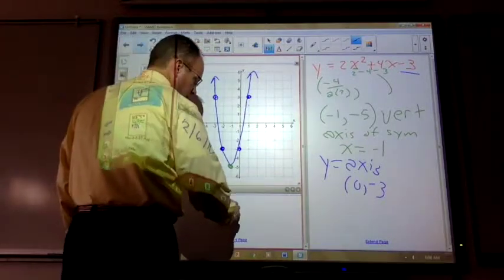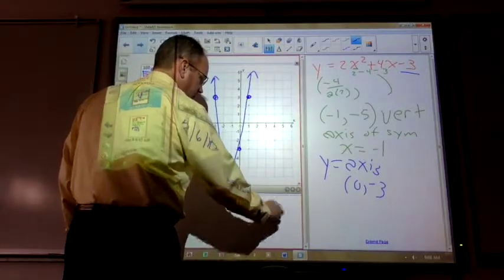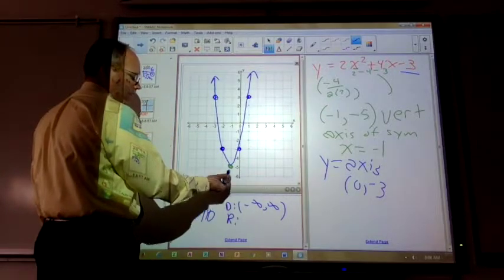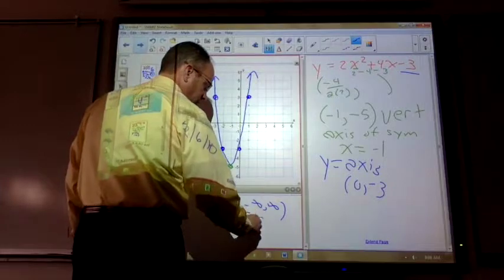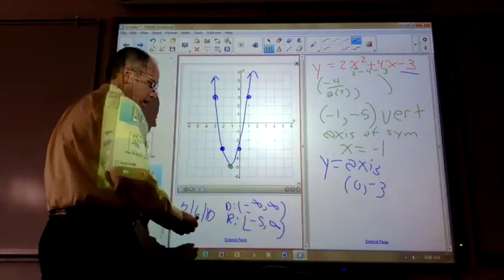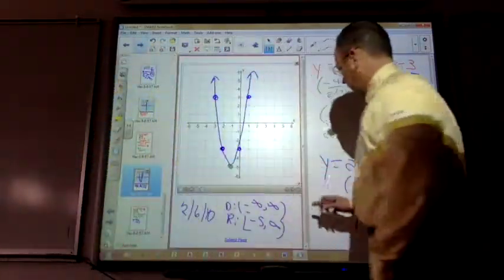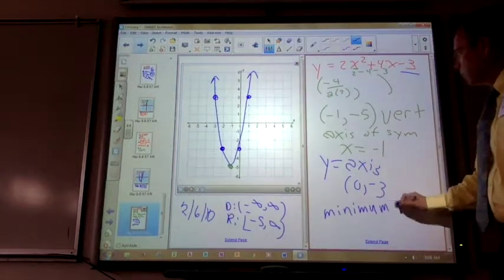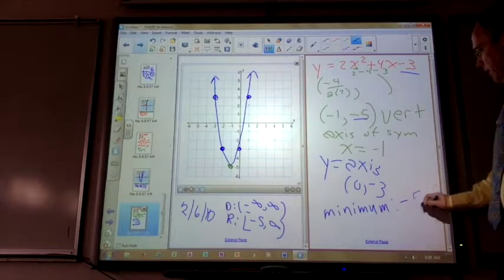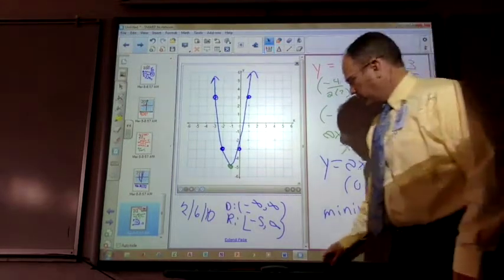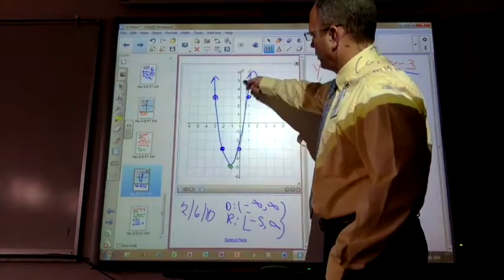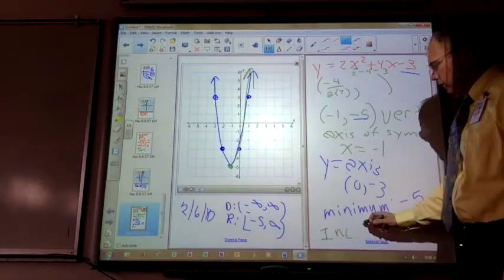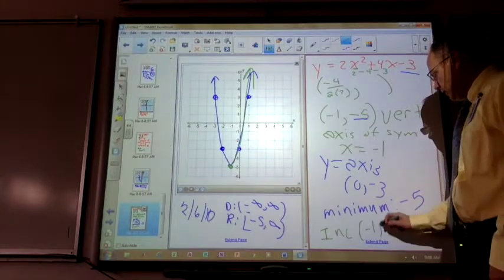Domain we can do. Negative to positive infinity. My range is going to go from here, so from negative 5 to infinity. Our vertex is a minimum value on this one. So look at this right here. So our minimum value is at negative 5. It's increasing from the vertex over, so on this side. So the increasing takes place from negative 1 to infinity.